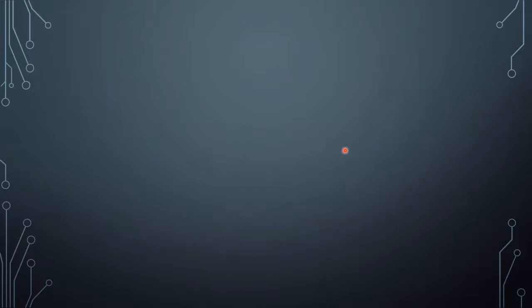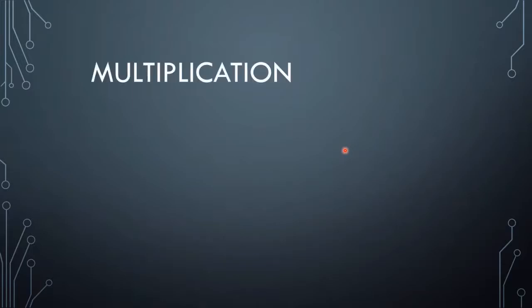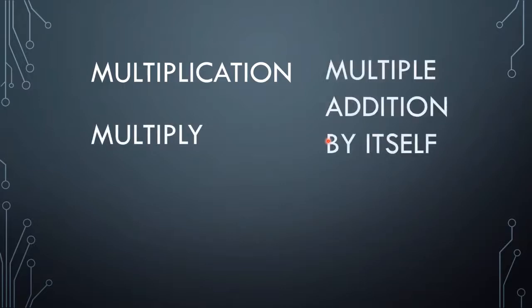Now, let's have a summary of what we learned. So we learned that multiplication is basically multiplying a number, and basically it's a multiple addition by itself. So you add the numbers by itself multiple times depending on what number you multiply it. For example, 5 times 2, we add 5 to itself 2 times, so 5 plus 5.